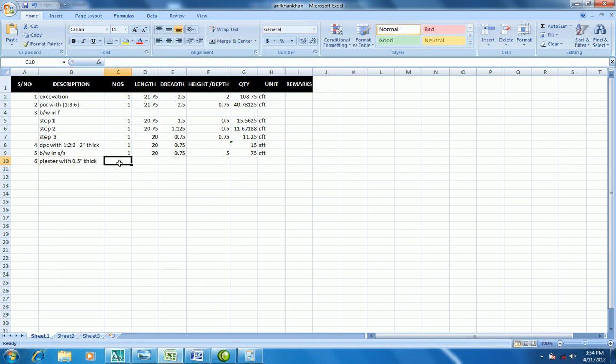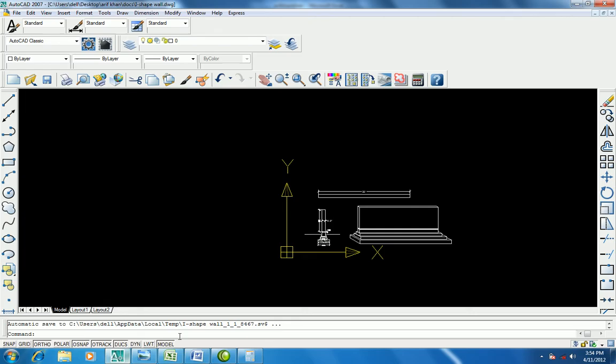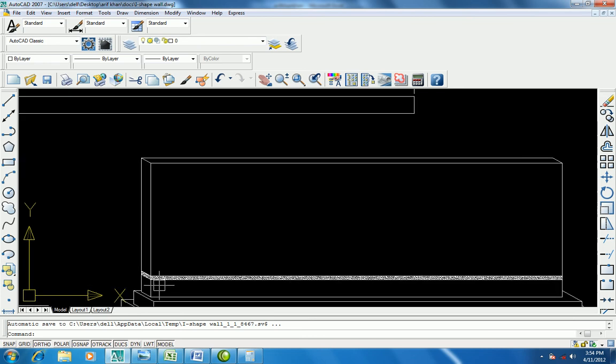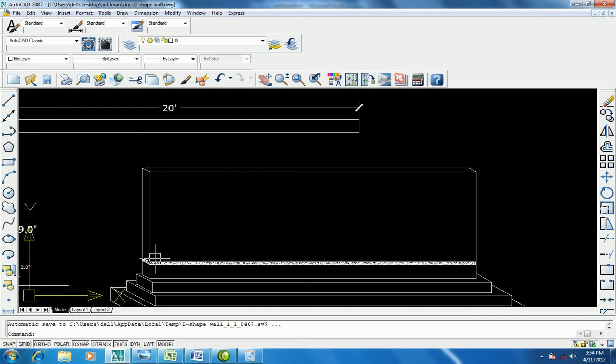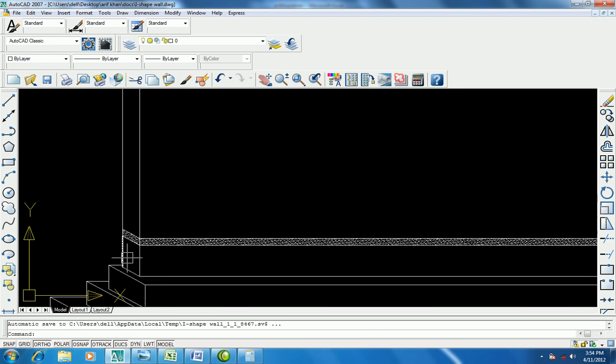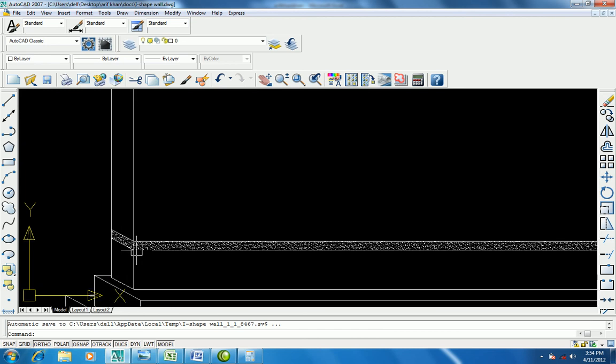So before discussing plaster, first of all we need to know its diagram. So I'm going to open the preview so that we understand it. So guys, the plaster will be done to these places, from here up to here.